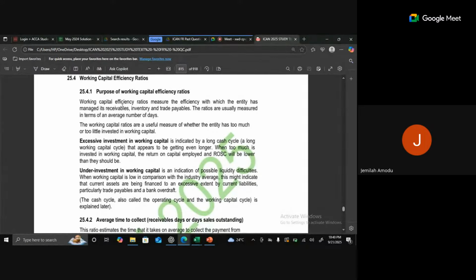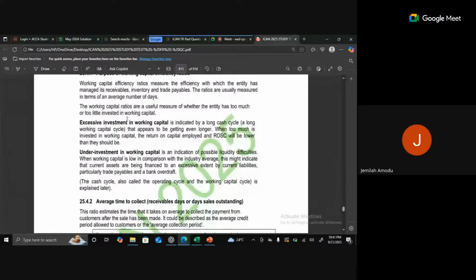So they said the working capital efficiency ratio measures the efficiency with which the entity has managed its receivables. So these are the things that make up your working capital. The ratios are usually measured in terms of average number of days. You are trying to measure the average number of days you turn your inventory to sales, the average number of days it takes you to receive the money that people are owing you, and the average number of days it will take you to pay out those that you are owing. So this is basically what those ratios are going to look at.